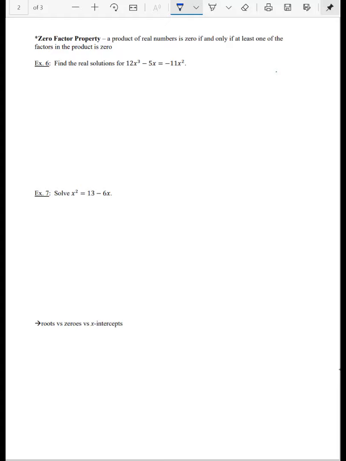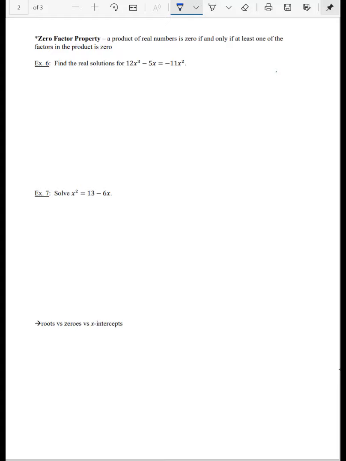So just take a quick look at that, and then we get into the zero factor property, or zero product property is probably how you've seen it before. It just mentions that a product of real numbers is 0 if and only if at least one of the factors in the product is 0. So the idea there is that we're generalizing. We don't know which factor would be 0, so any values that would make any of the factors equal 0 would be a solution for that equation.